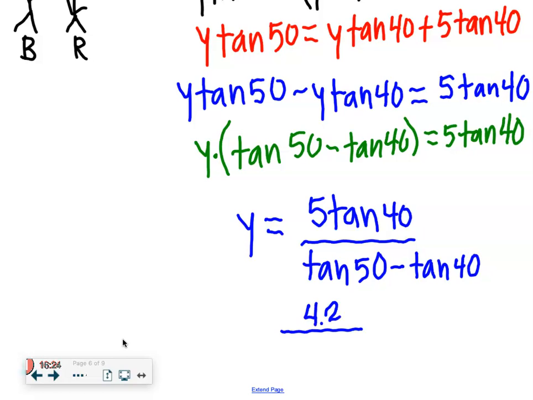Wait, what did I say the first time? I might have written it down wrong. So it is 4.19, and then I just rounded to 4. And tan 50 minus tan 40 is 0.35. Now divide those out. 12-ish. 11.9. I'm done.